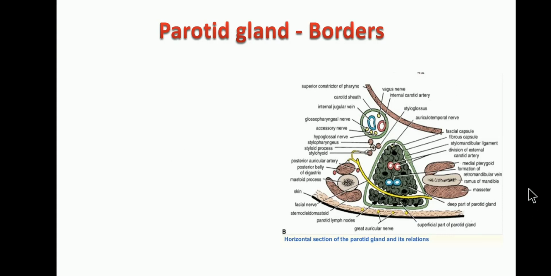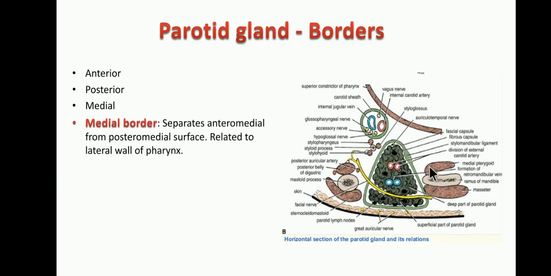So we have finished about the surfaces of the gland. Now we are actually moving on to the borders of the gland. There are 3 borders: anterior border, posterior border and medial border. So first we will try to understand the medial border, which separates the anteromedial surface from the posteromedial surface. So anteromedial surface we have seen molded to the ramus. Posteromedial surface we have seen molded to the mastoid process with the sternocleidomastoid and the posterior belly of digastric.